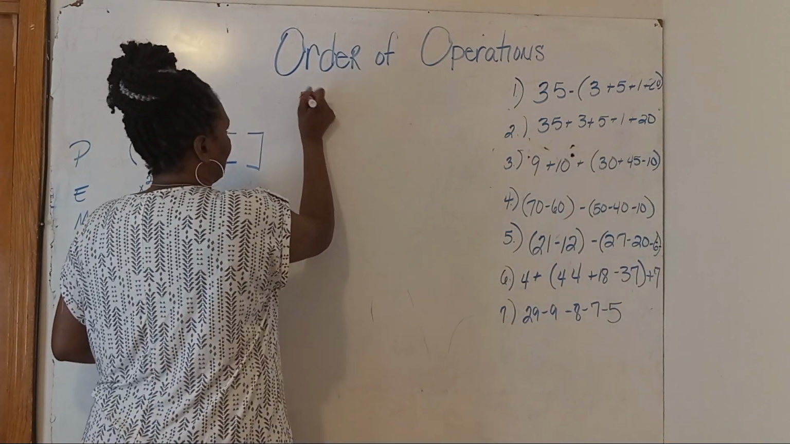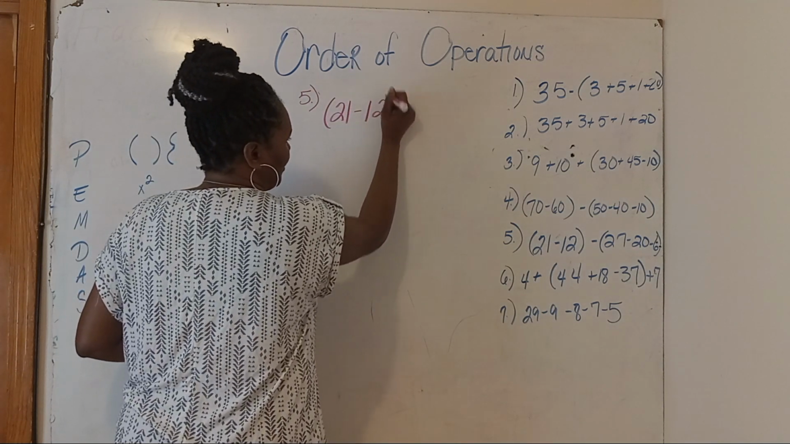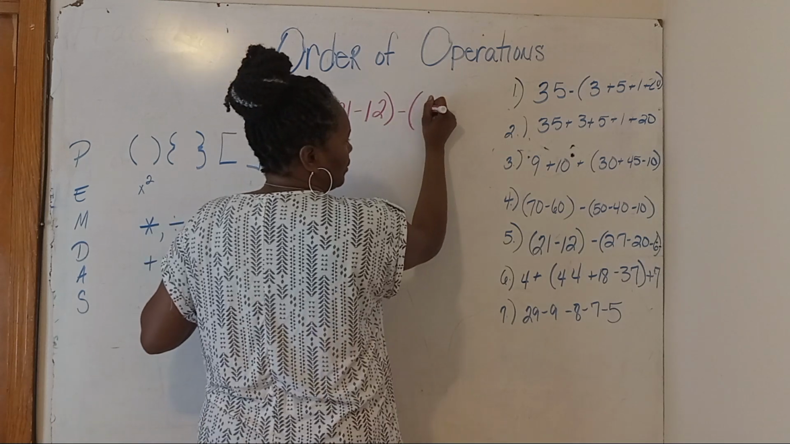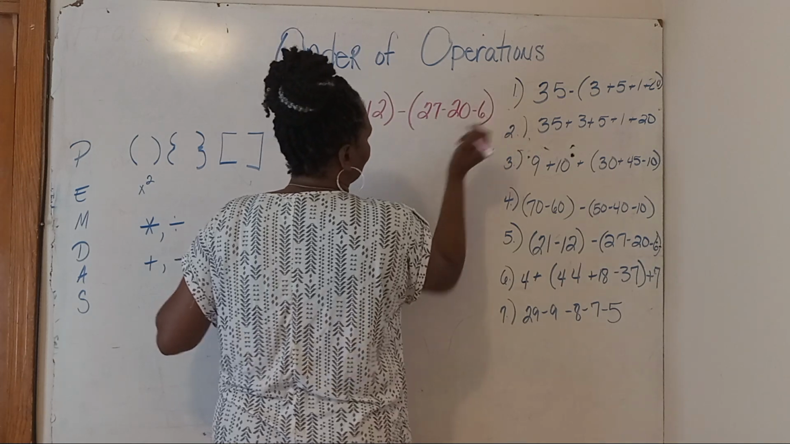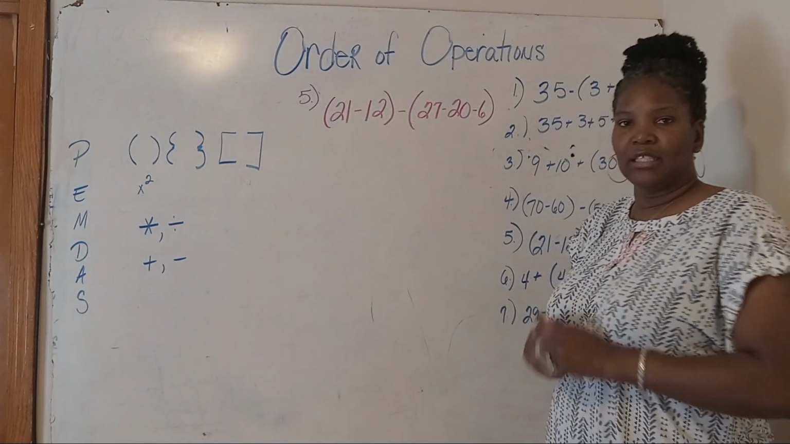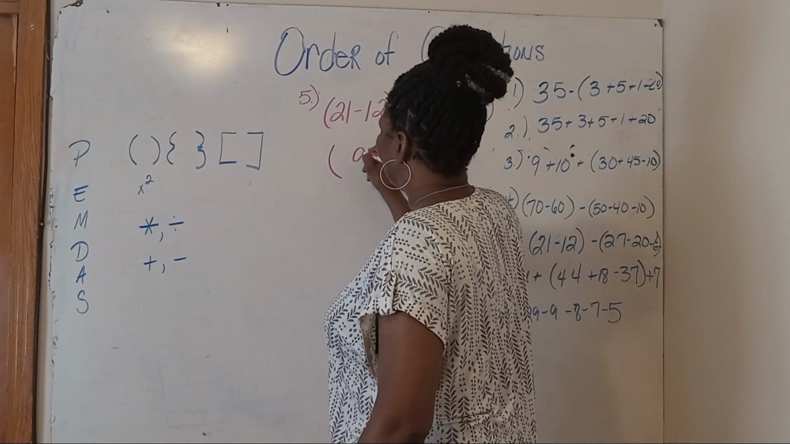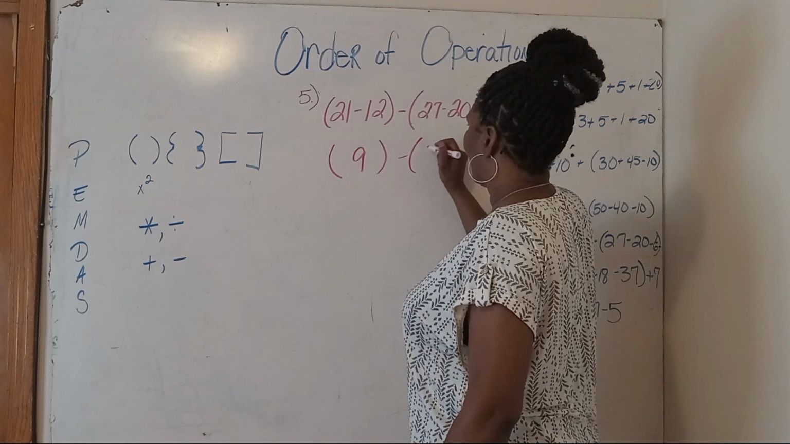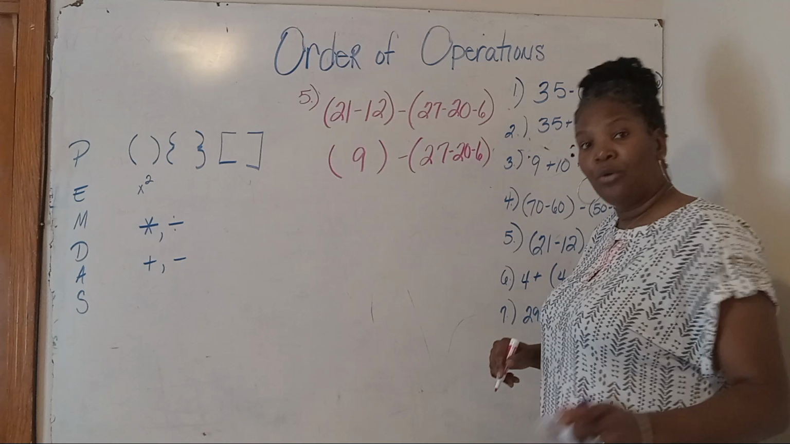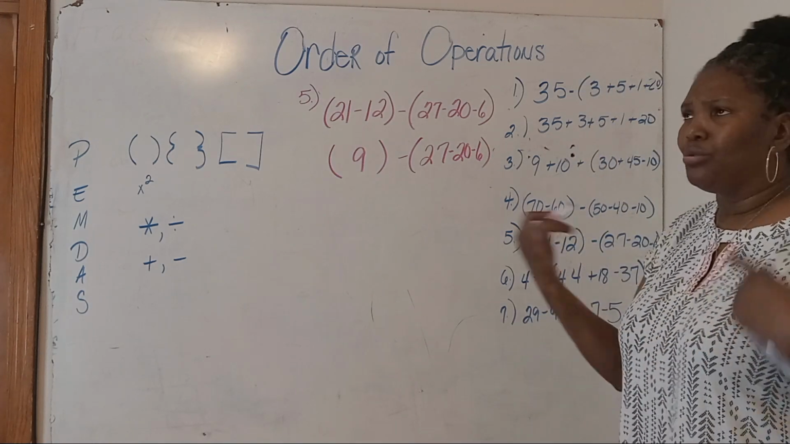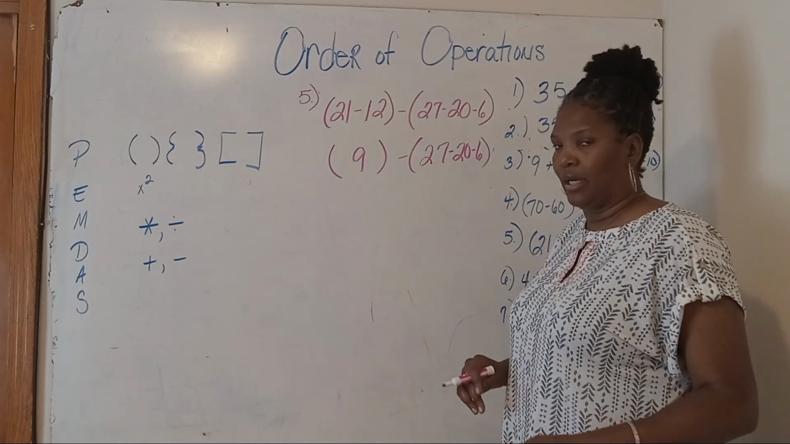Number 5. 21 minus 12 minus 27 minus 20 minus 6. Okay? Order of operations tells us to do what? Parentheses first. 21 minus 12 is 9. Then we just bring all the rest of the stuff down because we only do stuff one at a time. Don't get in a hurry, okay? Even when you begin understanding and math becomes easy to you, do not get in a hurry, okay?